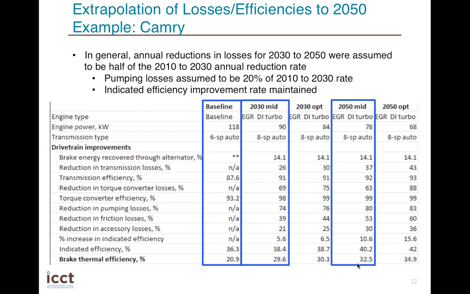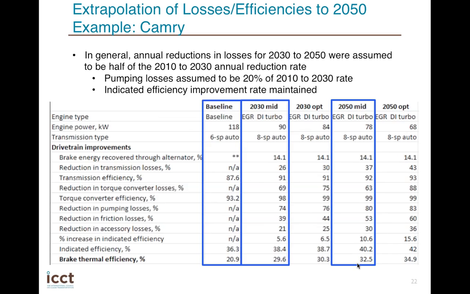The first was on pumping losses. Because we already had over a 70% reduction in pumping losses even for the 2030 engine, we assumed that there would not be a lot of additional reduction after that. In other words, we want to stay away from hitting some fundamental thermodynamic limitations. And so we slowed that down to 20%.